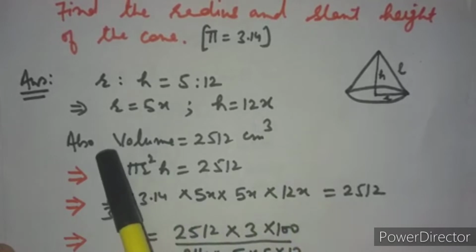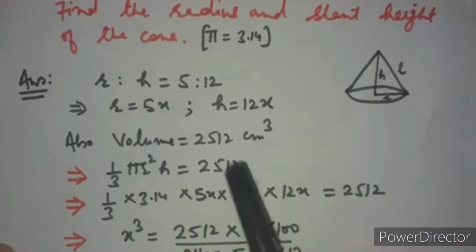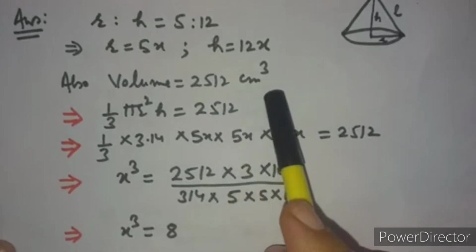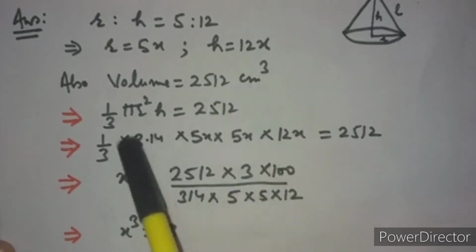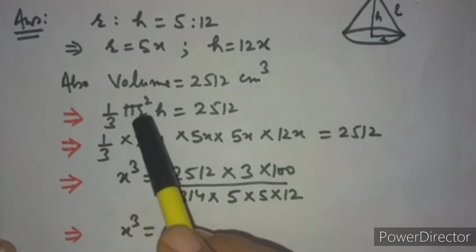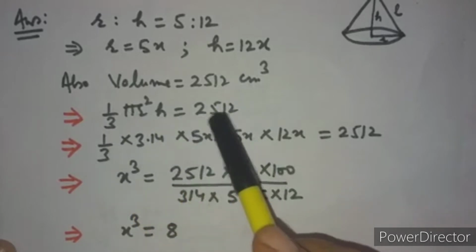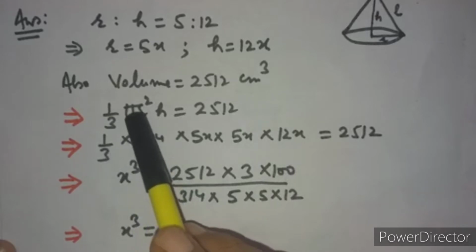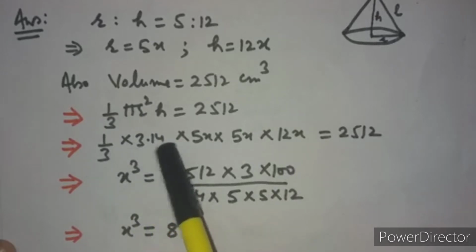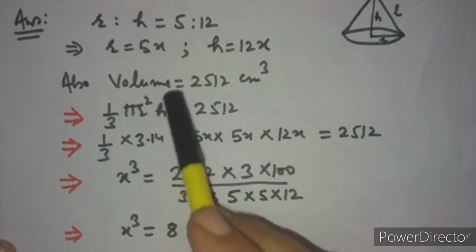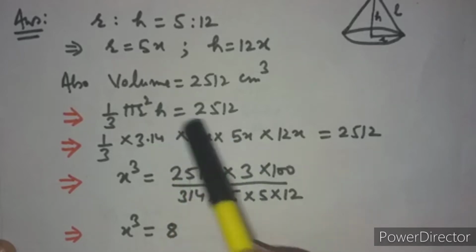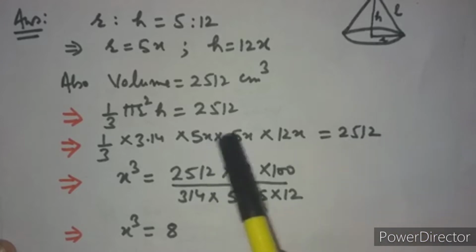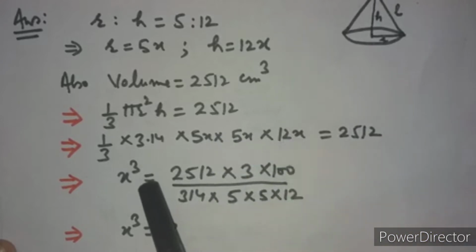Now also given the volume of the cone to be 2512 centimeter cube. When volume is already given, we will apply its formula 1 by 3 pi r square h is equal to 2512. 1 by 3 as it is, we will put the values now. Pi, it was told 3.14, so we have put it here. R square means 5x into 5x, and h means 12x is equal to 2512. x into x into x will give us x cube.